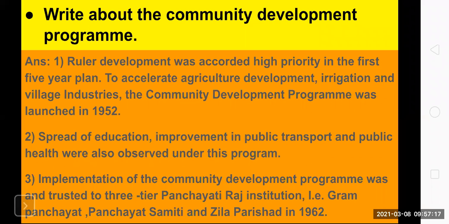Number 3, implementation of the community development program was entrusted to a 3-tier Panchayati Raj institution, that is Gram Panchayat, Panchayat Samiti and Zilla Parishad, in 1962.